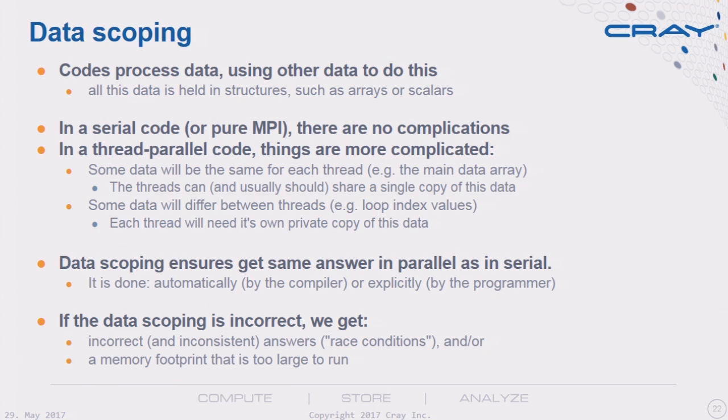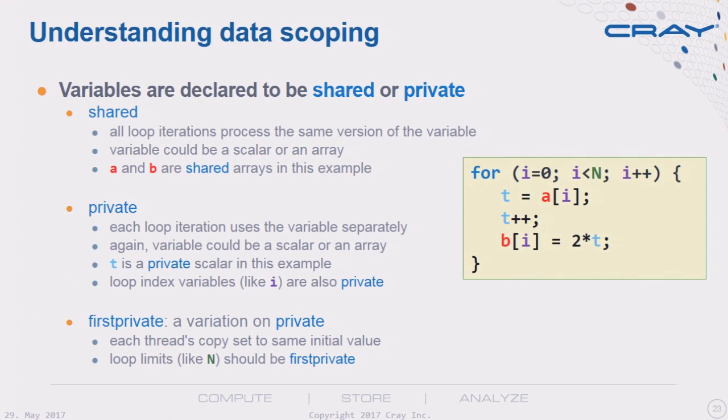And as mentioned, correct data scoping ensures that your program execution and your result stay correct at the end. So even in a parallel execution, you want to get the same result as you would running it in a serial way, right? So, as mentioned, we have to understand our data scoping. We have to distinguish between shared and private data.